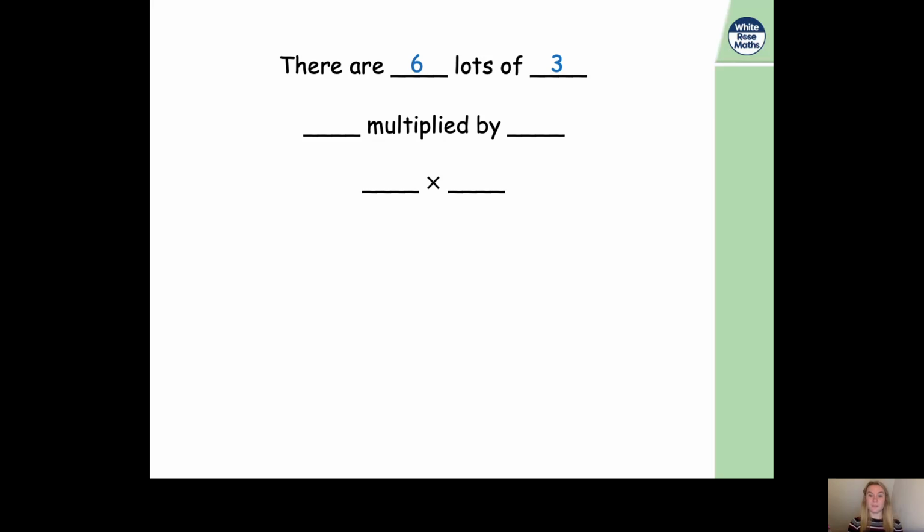Okay, shall we see if you were correct? So I've had a go, I've drawn dots. Here are my 6 lots of 3. Am I correct? Well, yes, I've got 6 groups, haven't I? And they're all equal because they all have 3 in them. So I've drawn 6 lots of 3.